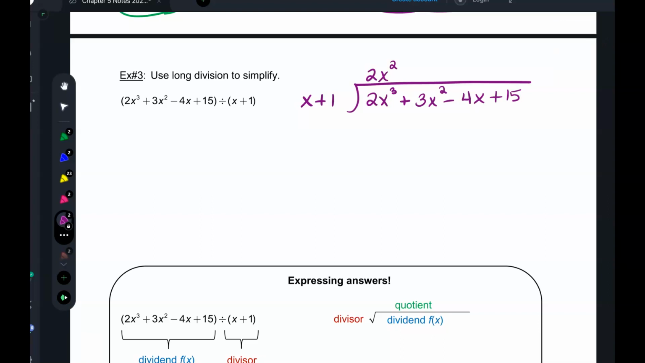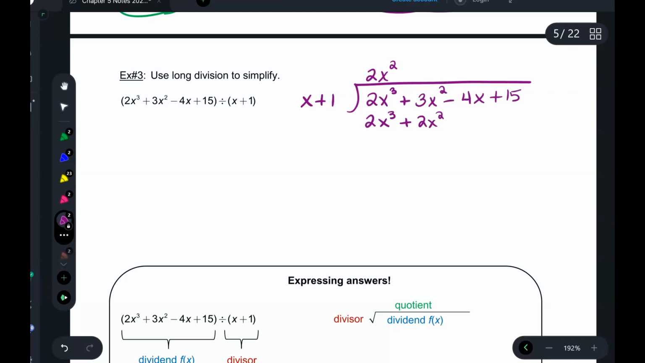Why do we have the 2? Because we have to compensate for that 2 there. 2x squared times x is 2x cubed plus 1 times 2x squared, which is 2x squared. Next, we're going to draw the line, change the signs, combine.